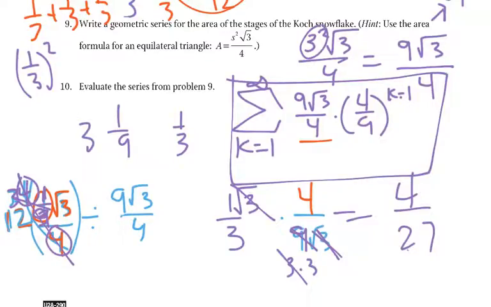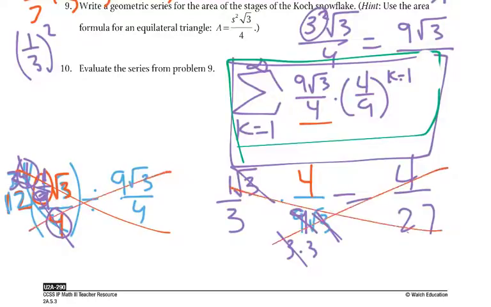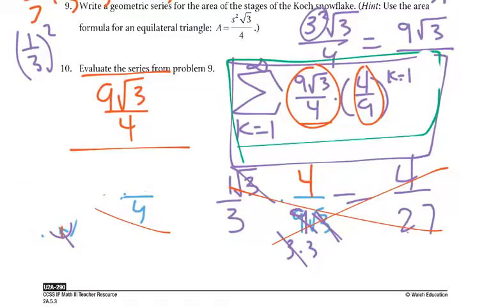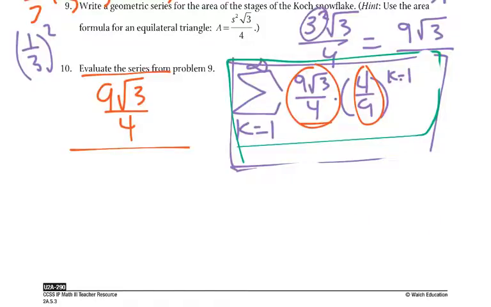Then what we're going to do is, the whole idea is that we can take this and use that to evaluate it. That's really the whole point. So forget about all this other stuff. Now, to evaluate the series, 4 over 9. 4 is less than 9, so it's less than 1. So we've got a sub 1, 9 square roots of 3 over 4, over 1 minus 4/9.